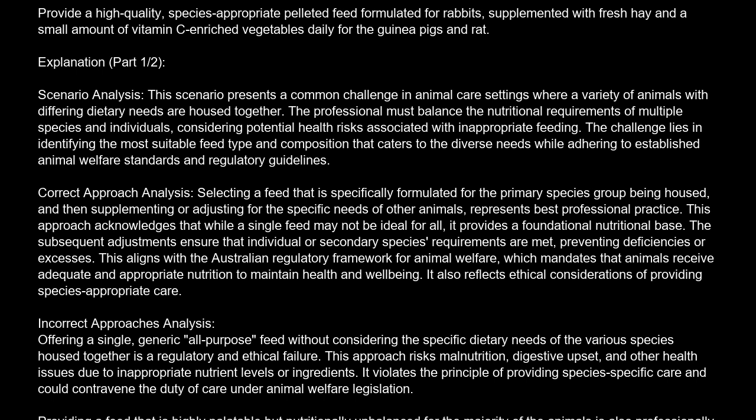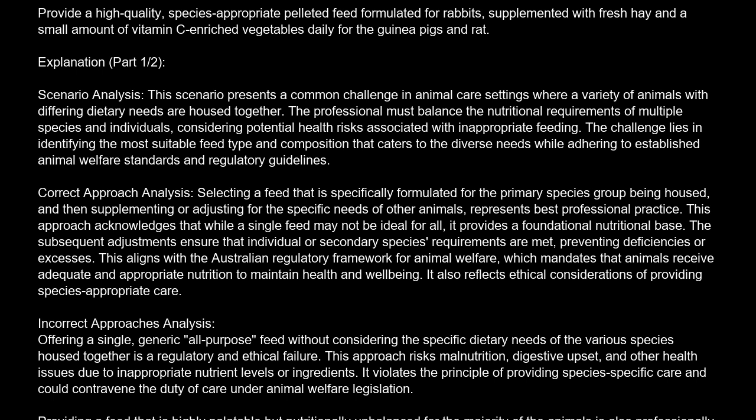Incorrect approaches analysis. Offering a single, generic all-purpose feed without considering the specific dietary needs of the various species housed together is a regulatory and ethical failure. This approach risks malnutrition, digestive upset, and other health issues due to inappropriate nutrient levels or ingredients. It violates the principle of providing species-specific care and could contravene the duty of care under animal welfare legislation.